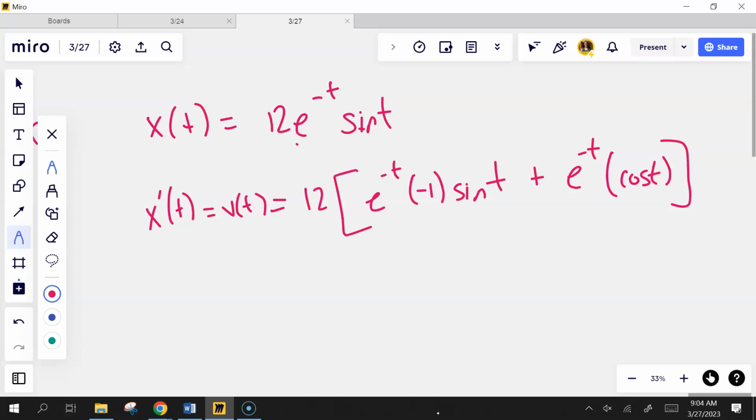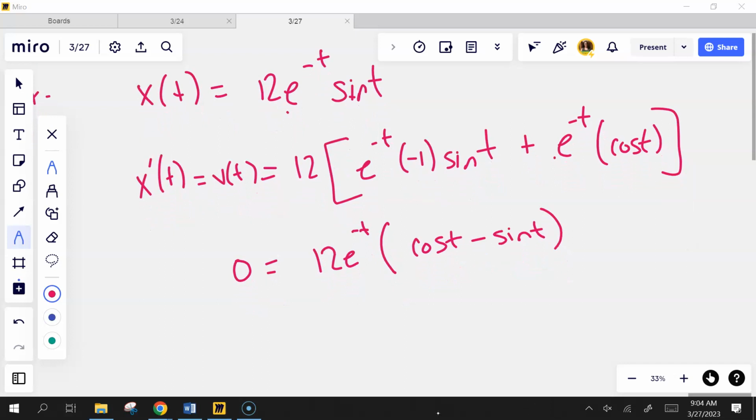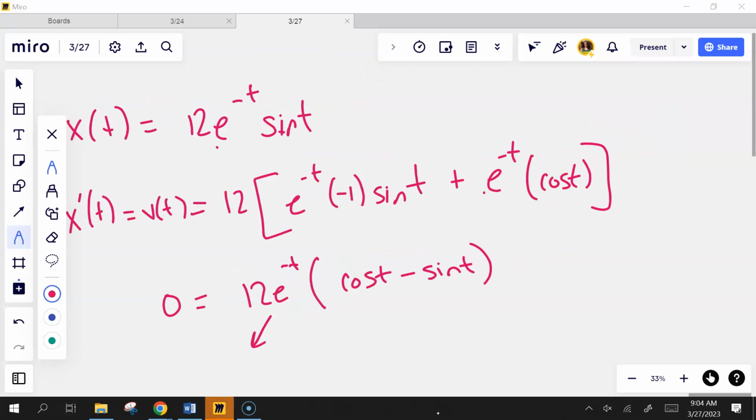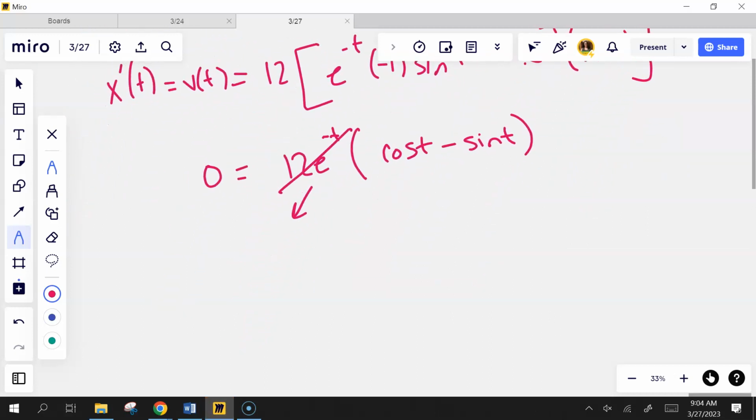All right. I want to know when this beast equals 0. That is a beast. All right, I took the e to the negative t out whenever I did this. So I said 12e to the negative t times cosine t minus sine t. Yes? Think about zero product property. This is never going to be 0. There's nothing I can plug into t that's going to make that 0. It's not going to impact my answer whatsoever.